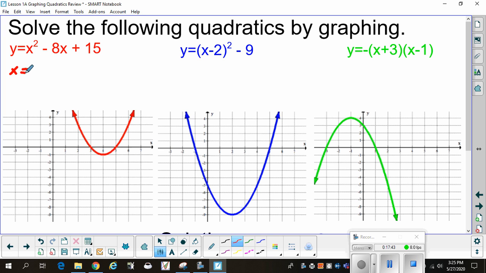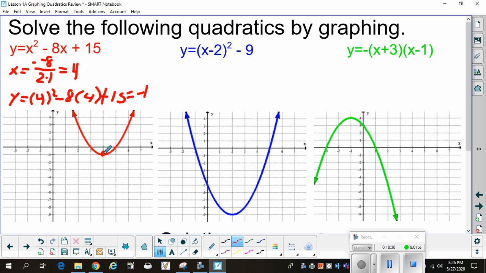So x equals negative negative 8 all over 2 times 1. So this is 8 divided by 2 is 4. So here's our axis of symmetry. And then our y value will be equal to 4 squared minus 8 times 4 plus 15. You can put that in your calculator. You get 16 minus 32 is negative 16 plus 15 is negative 1.